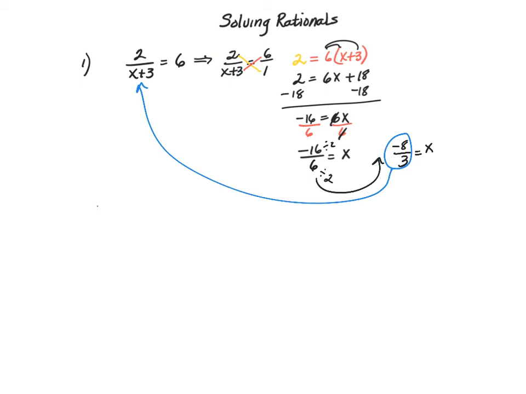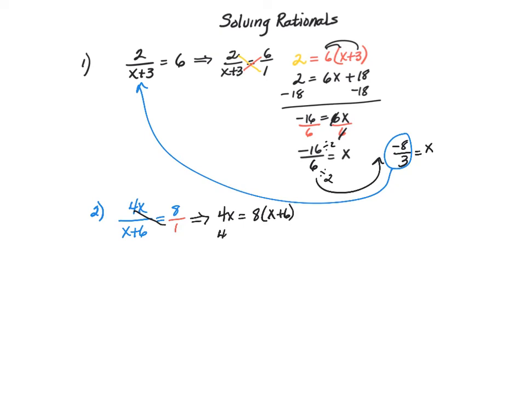Okay, let's try another one. Second example is going to be 4 times x over x plus 6, and that's going to be equal to 8. So I know the first thing I want to do is change my 8 so it's 8 over 1. And now I'm going to cross multiply. 4x times 1 is going to give me 4x, and that's going to be equal to 8 times x plus 6.